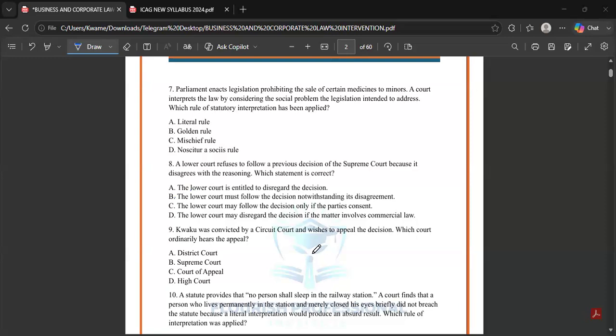So that's the mischief rule. The mischief rule will try and interpret the law from the angle of why the law was put in place, so that in the application, we'll be achieving that reason. Okay, let's move on. If it's clear, let's move on.